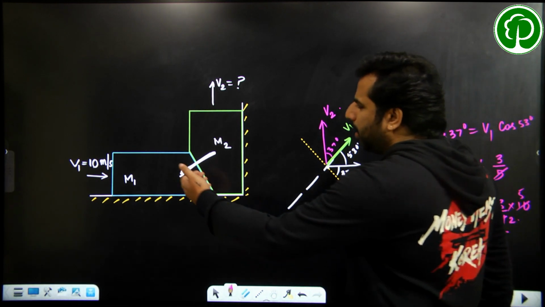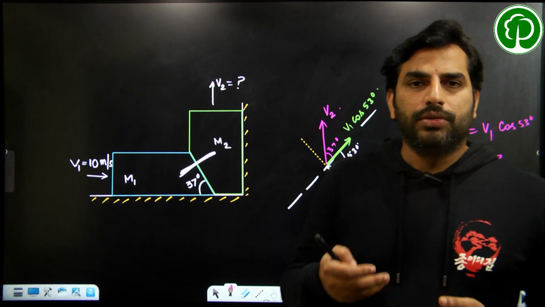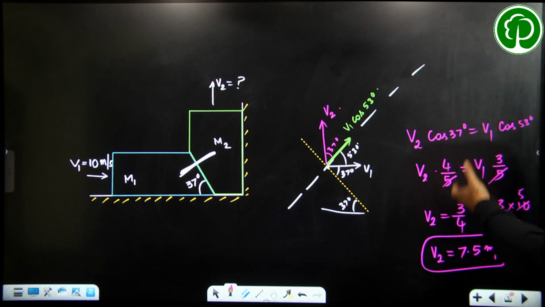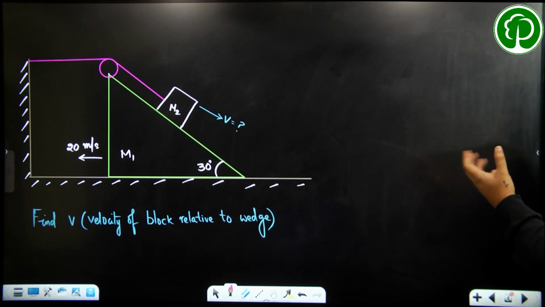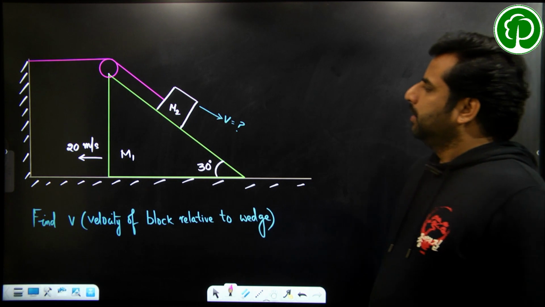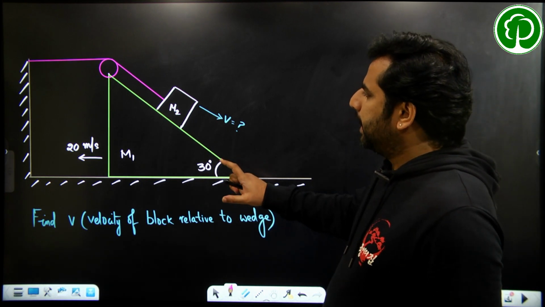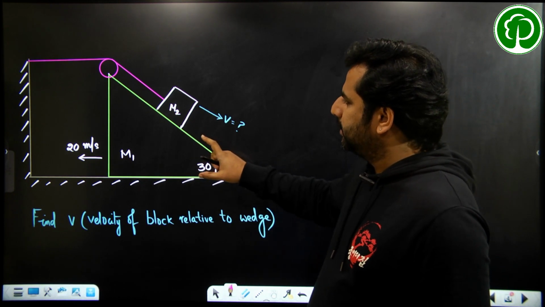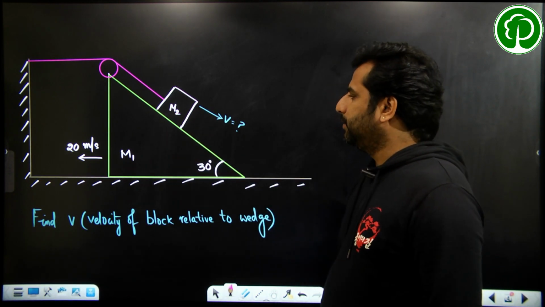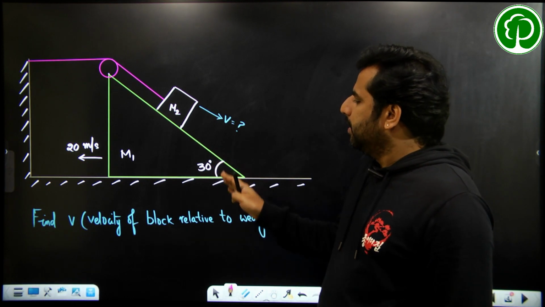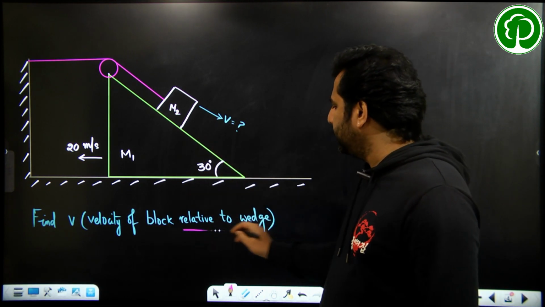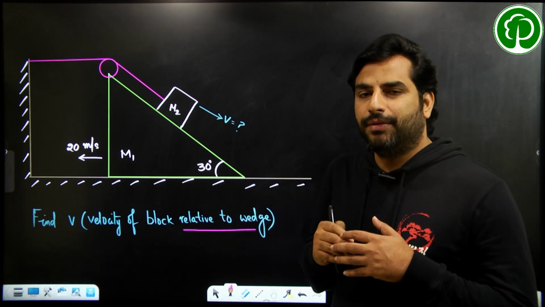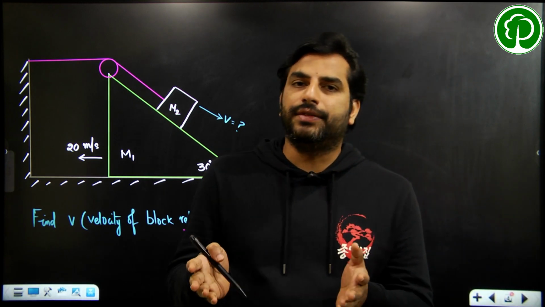Obviously, if the block M1 is moving towards right, M2 will have velocity in the upward direction. So this is how we apply the wedge constraints. Let us take another simple example. This is a different kind of question where there's a movable wedge, which is moving towards left with a velocity of 20 meter per second. You are supposed to find the velocity of the block relative to the wedge. This is the important part of the question.